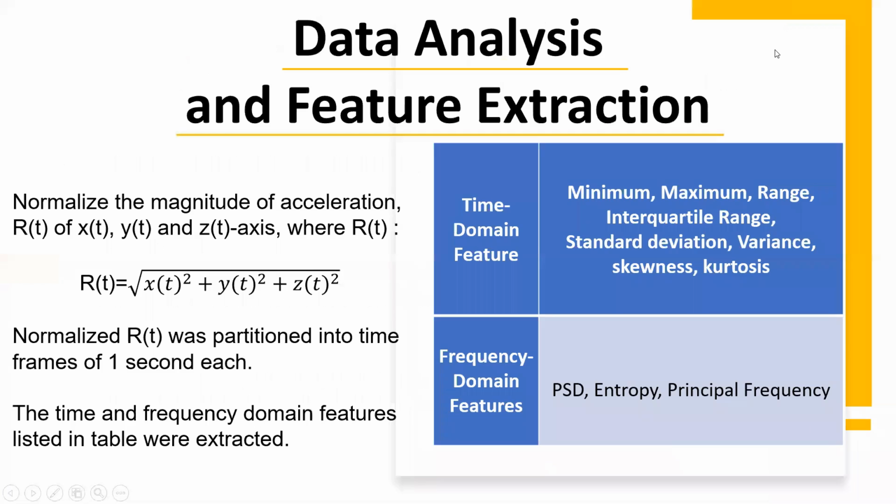Once we have collected the data, we normalize the acceleration and calculate the magnitude of the resultant using the formula given here. This magnitude R of t was partitioned into time frames of 1 second each. With these minuscule time frames, we were even able to detect small eating events like consumption of snacks, chocolates, chips, etc. For each of these time frames, the features listed in the table were extracted.